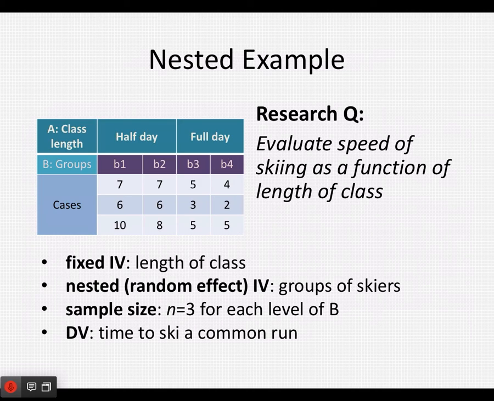So this is a nested situation where we examine the research question of evaluating speed of skiing as a result of the length of classes. So we have full day classes and half day classes. This is the fixed IV. And then we have different groups. So we have 2 half day groups in terms of skiing lessons. And there's 3 people in each group. And this is the random effects IV. So the effects are randomly assigned. We don't predetermine them, and we're not really interested in them. We're interested in the fixed effects. So in this design, the fixed IV is the length of class. The nested IV is the groups of skiers. The sample size is 3 for each level of that. And the DV, outcome variable, is how much time it takes to complete the run.